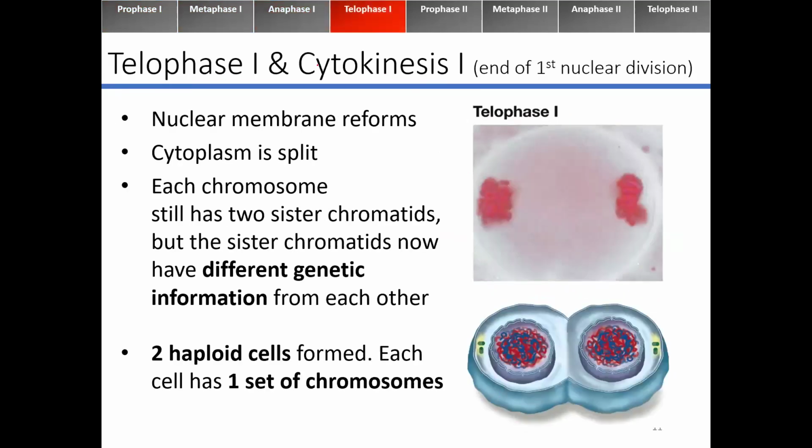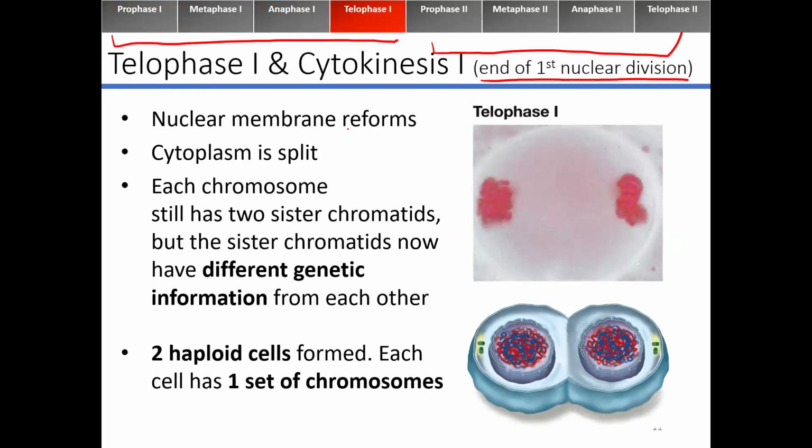All right, so telophase and cytokinesis. So this is going to be the end of the first nuclear division. Remember, we're going through this once, and then we're going to go through this one more time. We're trying to get down to haploid. So again, same thing that's going to happen.